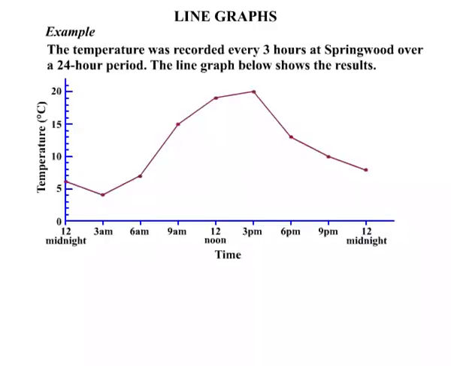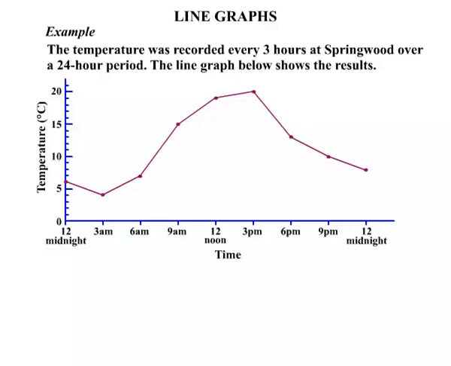Now in this lesson we're looking at line graphs. We'll look at an example. The temperature was recorded every 3 hours at Springwood over a 24-hour period, and the line graph below shows the results. Now let's have a bit of a look at this line graph.